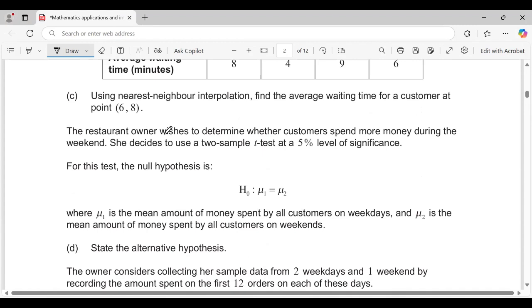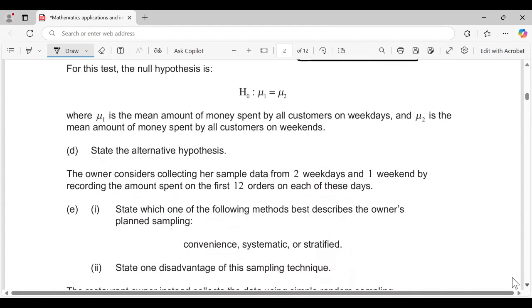The restaurant owner wishes to determine whether customers spend more money during the weekend. So she decided to use a two-sample t-test at 5% level of significance, so alpha equals 5% or 0.05. For this test, the null hypothesis is mu 1 equals mu 2, where mu 1 is the mean amount of money spent by all customers on weekdays and mu 2 is the mean amount of money spent by all customers on weekend.